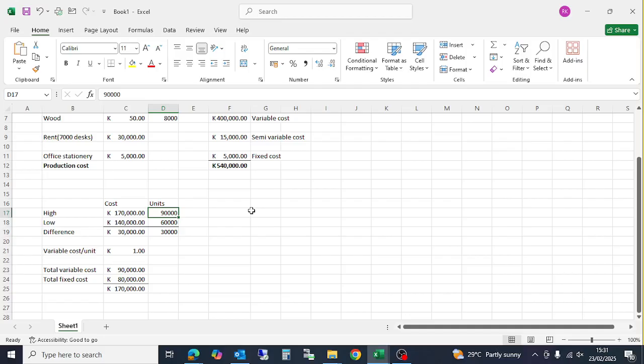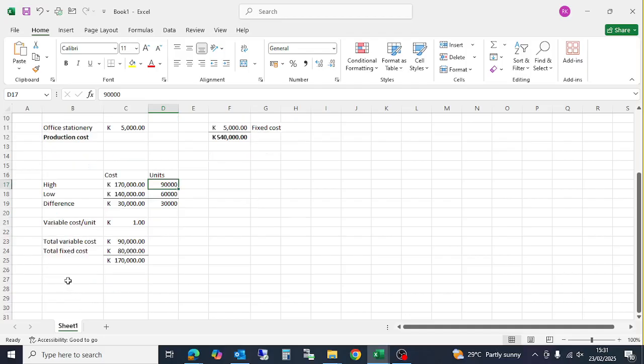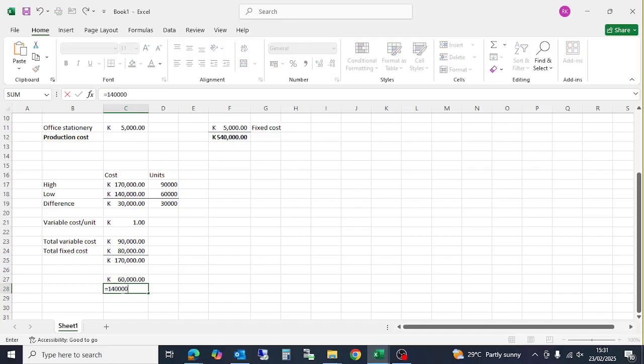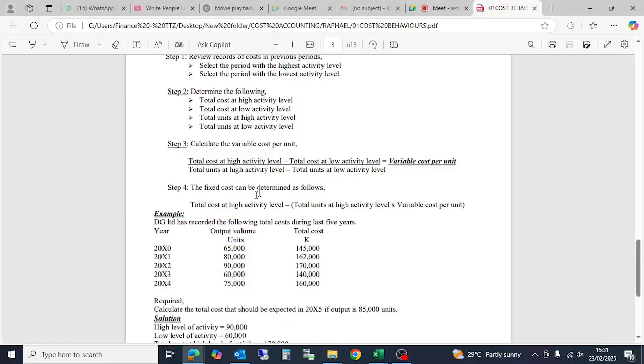Okay. So basically, I can try to prove this theory again. Let's say we find the total variable cost again for the lowest one. For the lowest one, the total variable cost will be the 60,000 units times 1. The variable cost is 60,000, and the fixed cost will be the difference between the 140 and the 60,000, and it has to be 80,000. You've seen? So basically, what this means is that every time they have a fixed cost of 80,000.